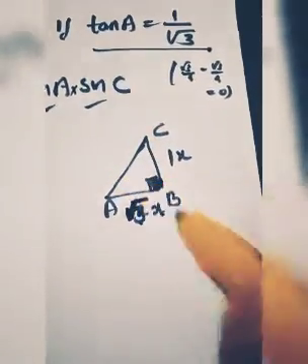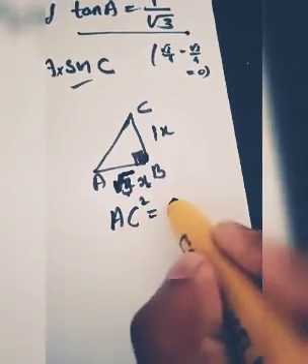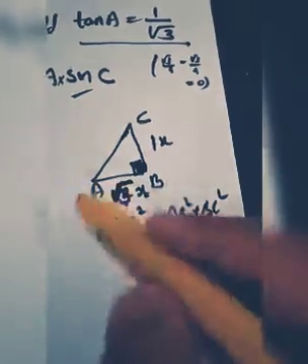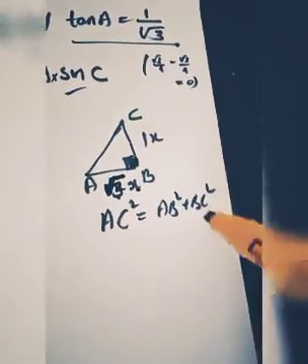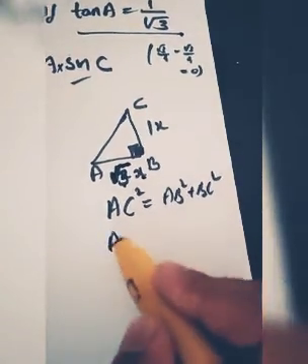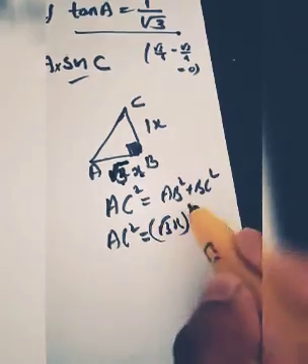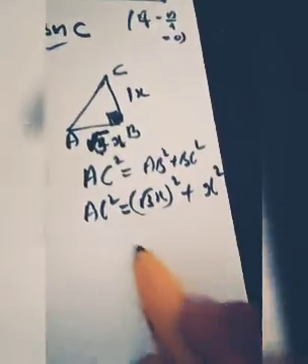In order to calculate hypotenuse, let's use Pythagoras theorem. Pythagoras theorem says that hypotenuse square is equal to base square plus height square, and here hypotenuse is AC, so AC square, then base is AB square, then height is BC square. So AC square we don't know. AB square is root 3x, so AB square will be root 3x square, then BC will be 1x, that is x, so BC square will be x square.